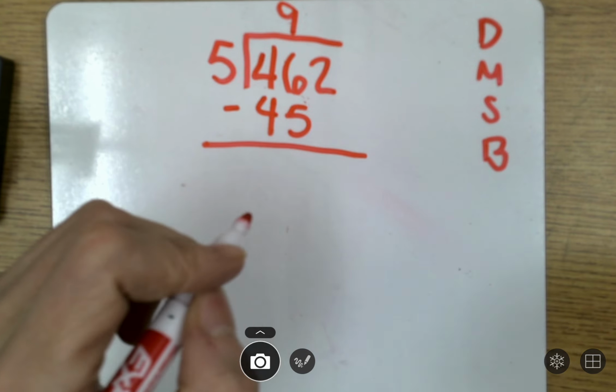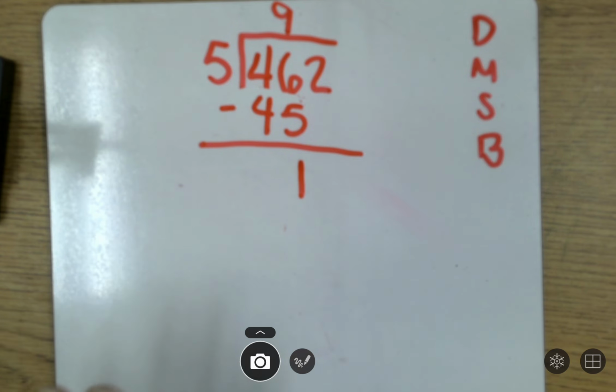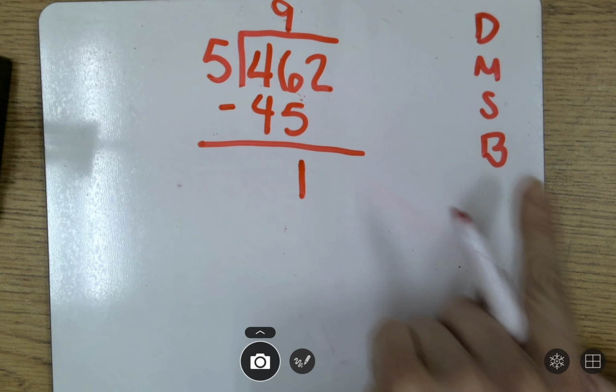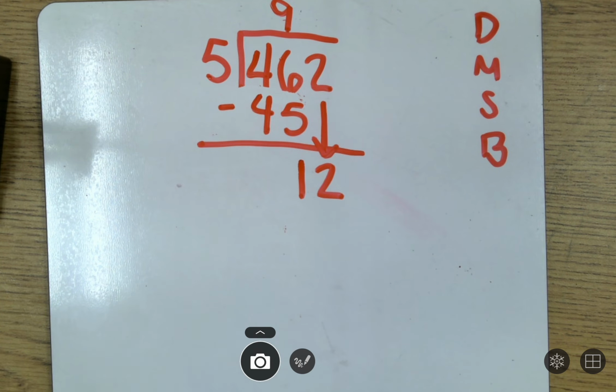I always start in my ones place. 6 minus 5, 5, 6 is 1. 4 minus 4 is 0. I'm going to leave that alone. Then I'm going to go to my final step, bring down the 2.